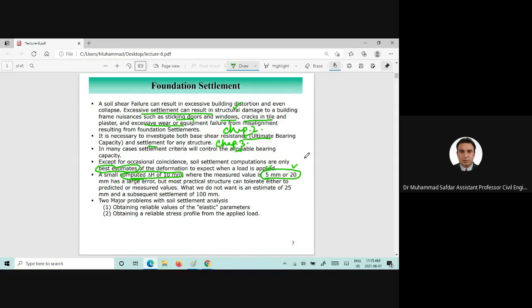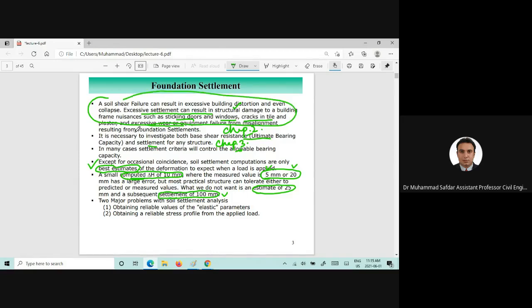What we usually don't want in the settlement estimation is, for example, to estimate the foundation settlement as 25 millimeters and in reality the settlement occurs as 100 millimeters. That would be a significant variation and difference in the results. Therefore we try to get the best estimates of those settlements in order to avoid all these problems which we discussed here.